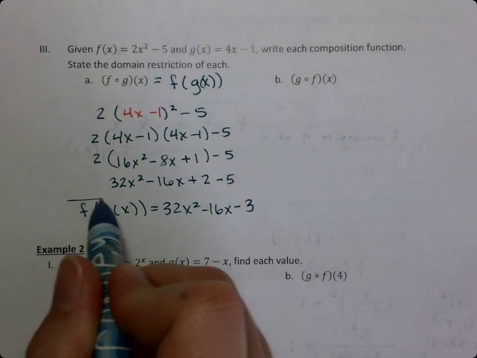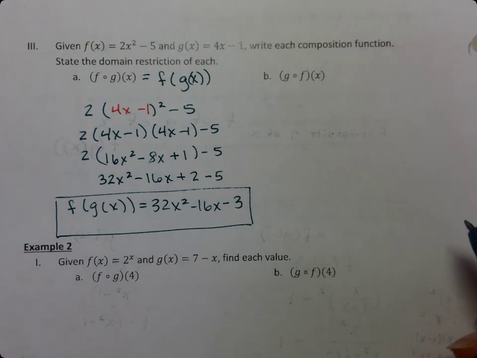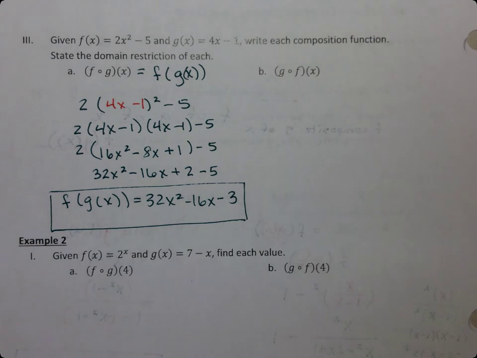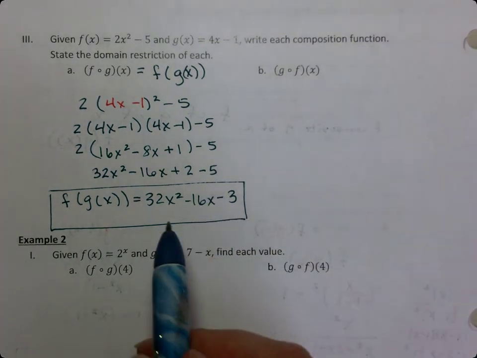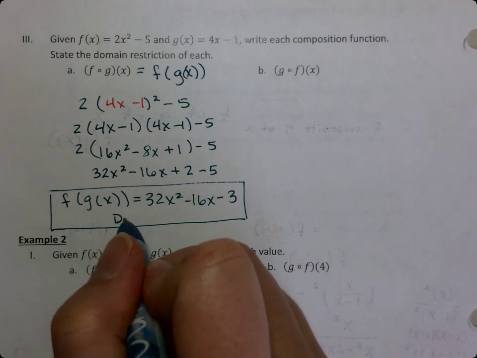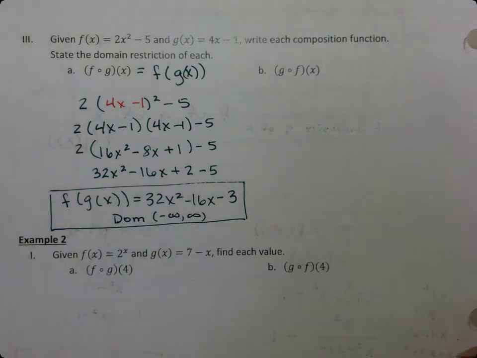Minus 3. What about a domain or a domain restriction? The big things that we're looking for at this level: do I have a denominator? Because denominators can't have 0 there. Do I have any square roots, fourth roots? Okay. I can square and multiply any of these numbers, so my domain is going to be all reals, or negative infinity to positive infinity.